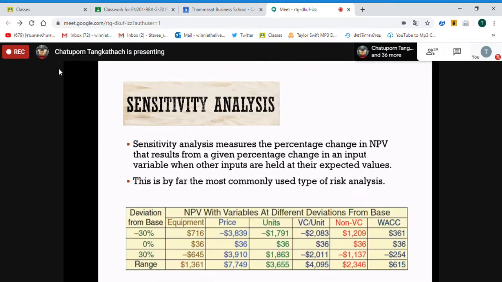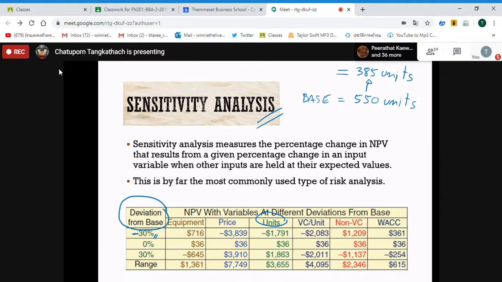For sensitivity analysis on the next slide, I just change the unit sold. Remember, the unit sold base case equals 550 units. This is what we know. Now I change from the base case. You see this one, right? Deviation from the base case by minus 30%. So I reduce it by 30%. From 550, we reduce it to 385 units, the unit sold in year one.